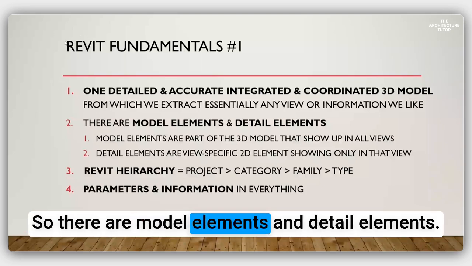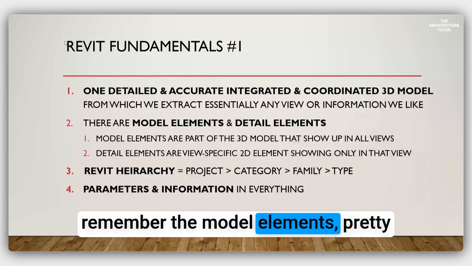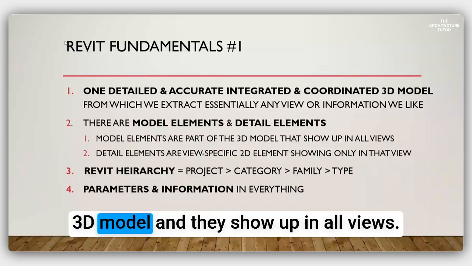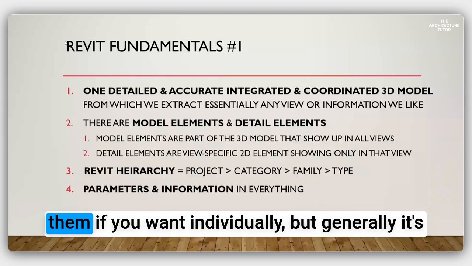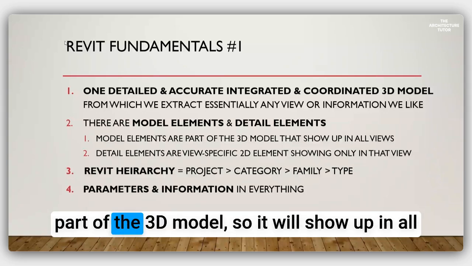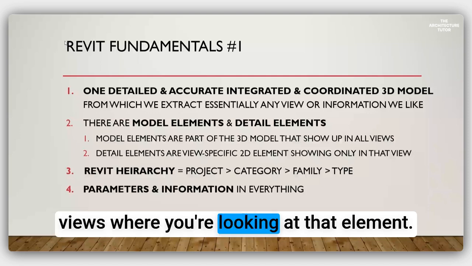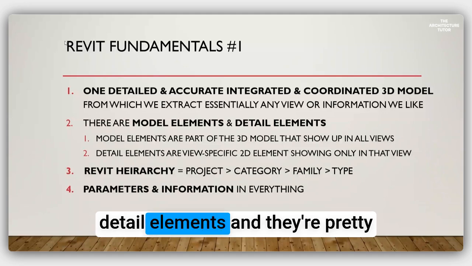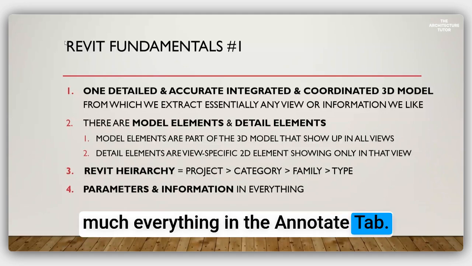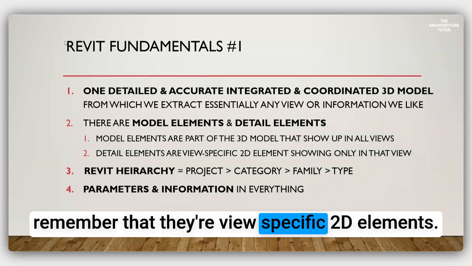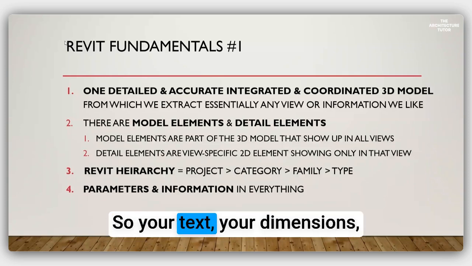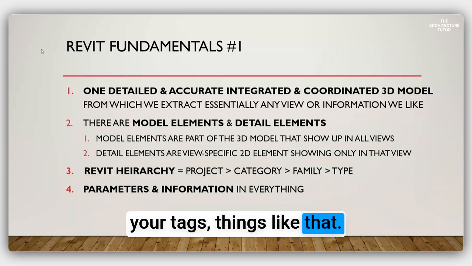So there are model elements and detail elements. Remember, the model elements are pretty much everything in the Architecture tab that we looked at, and they're part of the 3D model and they show up in all views. You can override that and hide them individually if you want, but generally it's part of the 3D model, so it will show up in all views where you're looking at that element. The second type of elements are detail elements, and they're pretty much everything in the Annotate tab. Remember that they're view-specific 2D elements, so they show up only in the view in which you add them. So your text, your dimensions, your tags, things like that.